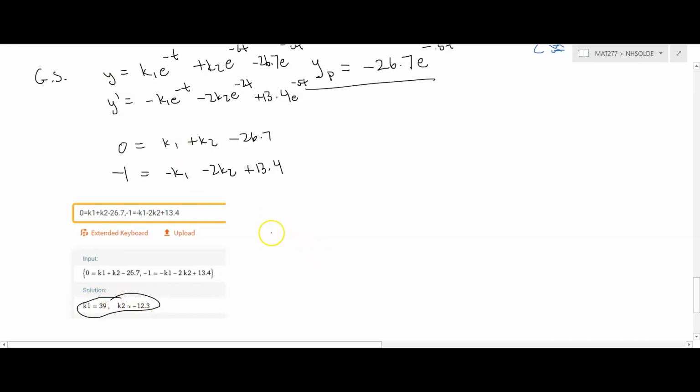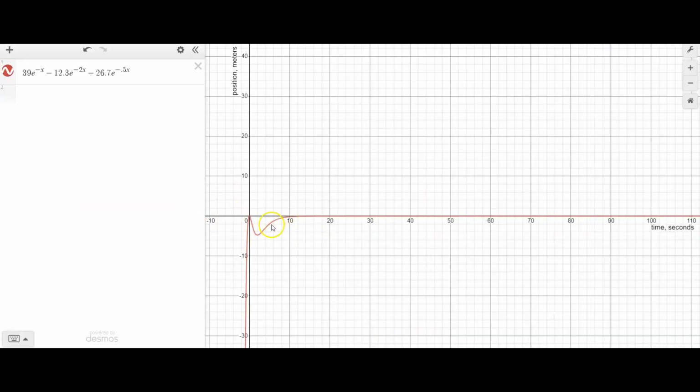So our final solution is going to be y equals 39 e to the negative t, plus, or I should say minus, 12.3 e to the negative 2t minus 26.7 e to the negative 0.5t. So we're now ready to graph this. Again, we can see that as t approaches infinity, these three terms will all go to 0. And here's what we get.